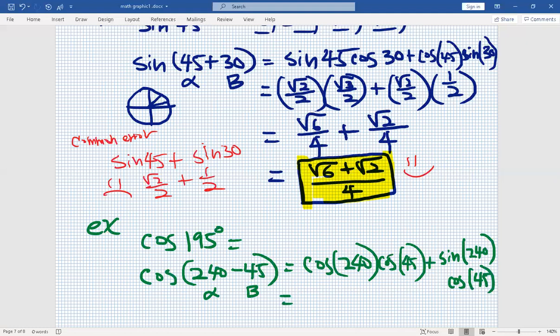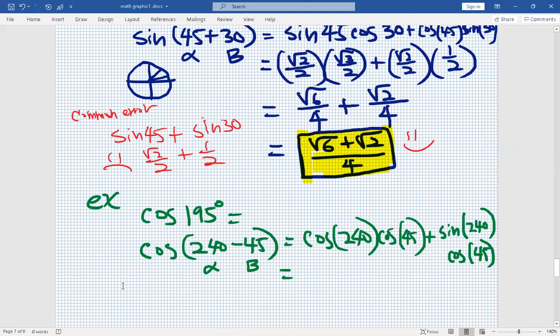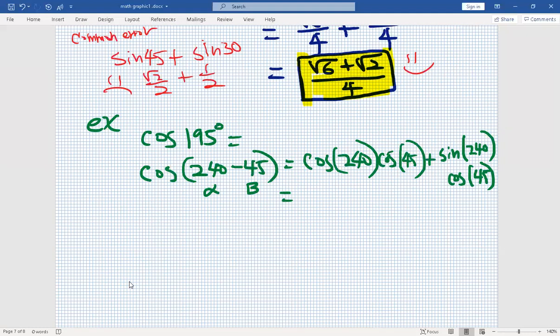Okay, now I need more space. So we're going to use the unit circle. Let's do a little sketch of the unit circle again right there. And we know that 240, remember this is 0, 90, 180. 240 is going to be right here somewhere. No, I'm sorry, it's not over there. It's 270. Remember, 90 plus 180 is 270. Now 240 is going to be over here somewhere.